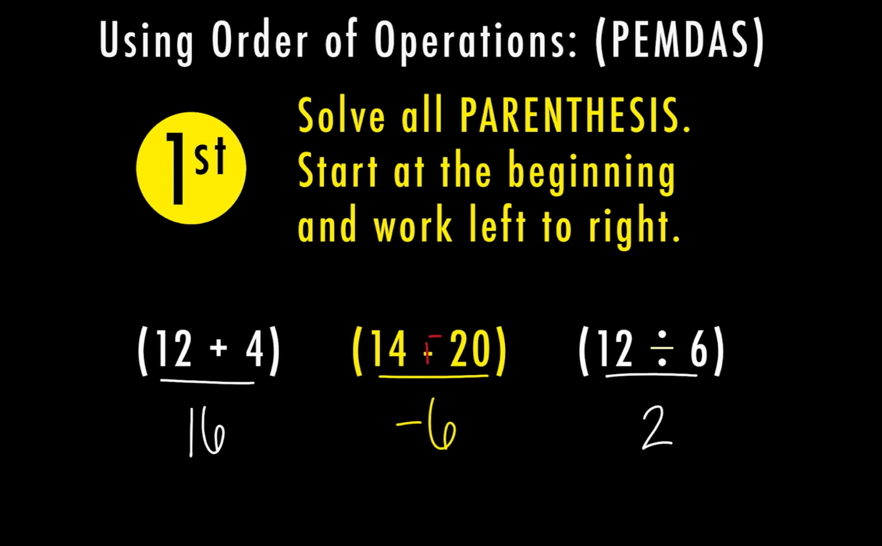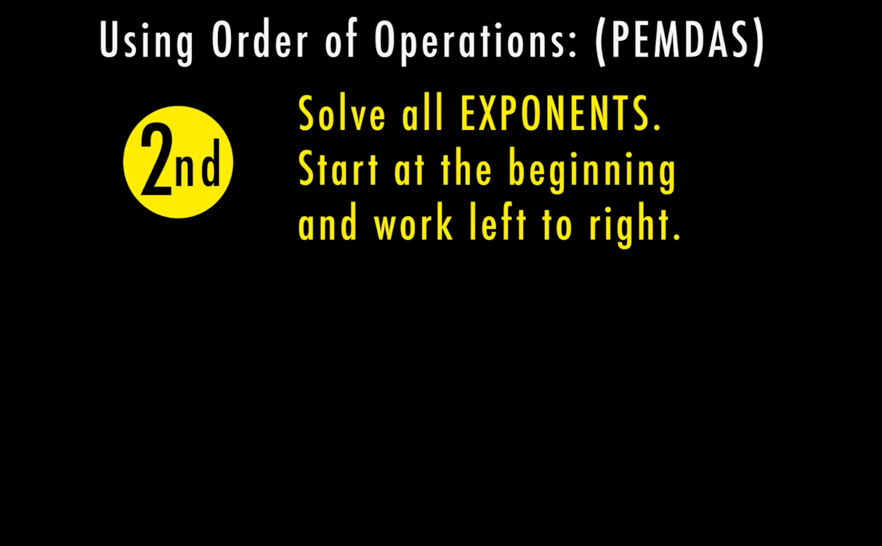For PEMDAS, we just talked about the P, which is parentheses. For the second step of order of operations, the E stands for exponents. So the next step, we're going to solve all the exponents. We're still going to start at the beginning and work our way left to right every single time. Here are some examples with exponents.